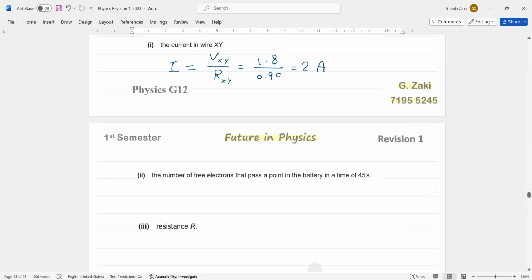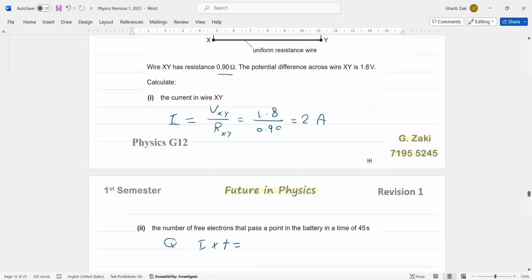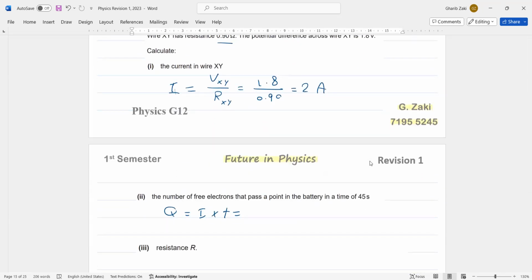Okay. The number of electrons passing through a point in the battery in 45 seconds. Oh, this question, it's easy. First, we find the Q. Q equals I times T. The current from the battery is 2 ampere. This is the current through the whole circuit. It's 2 ampere and the time is 45. So the answer is 90 coulomb.